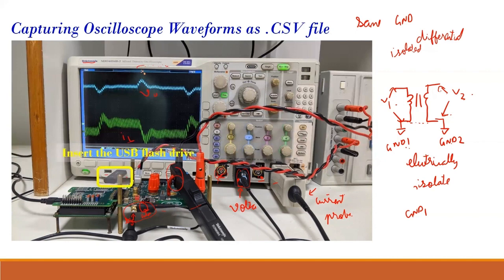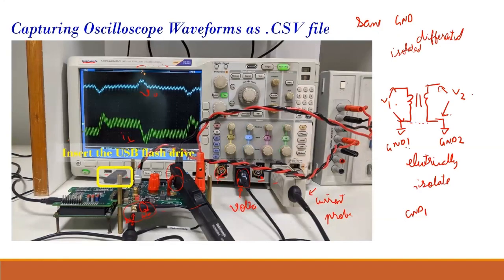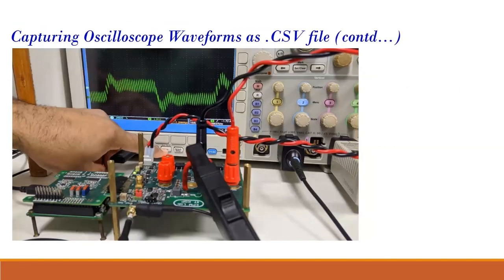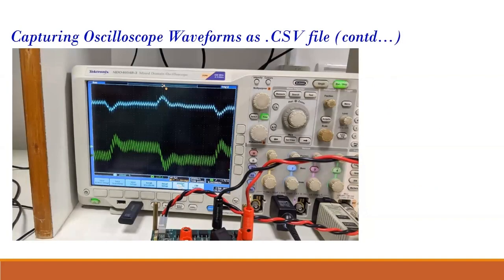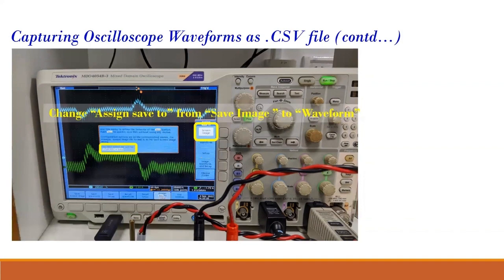So that's how we insert a USB over here. Then there will be a save button, or menu. Then we can save the waveform, save the image, etc. These options are there. You can save it as an image, and it will come in .bmp format. You could also convert into other formats based on the settings of the oscilloscope.